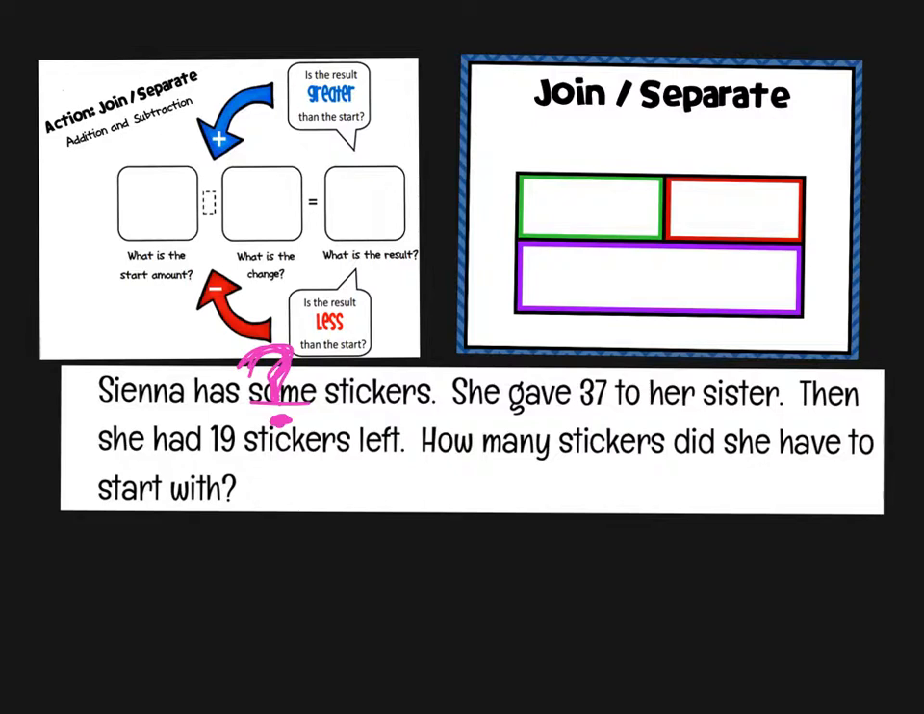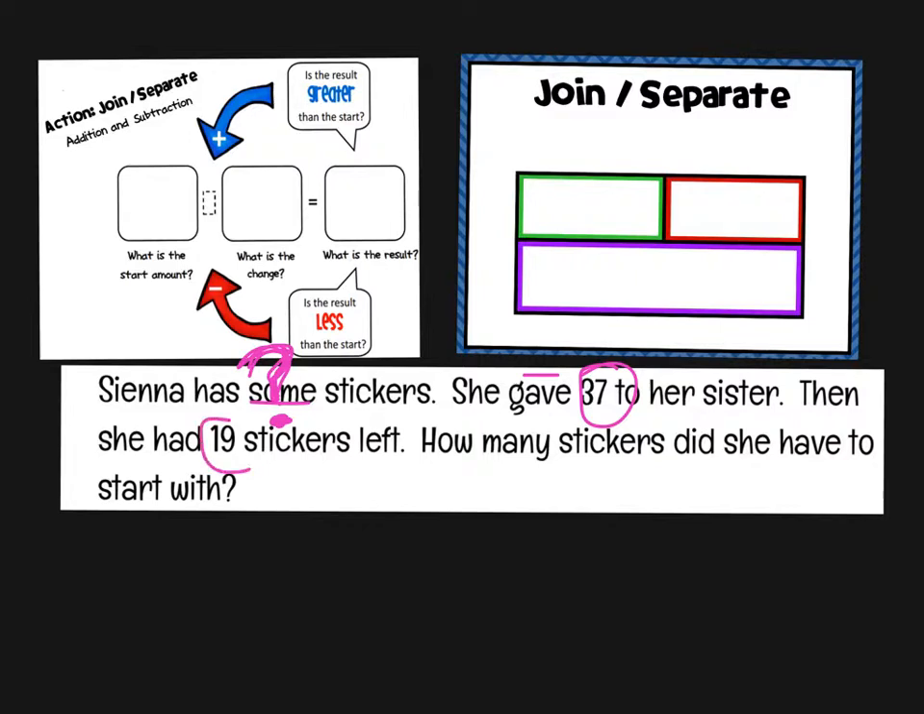She gave 37 to her sister. Okay, think about it. If she had stickers and she gave stickers to her sister, are we adding or subtracting? Absolutely, we're subtracting. So on top of that gave, put your subtraction sign. Okay, 37 to her sister. Then she had 19 stickers left. Okay, so think about your mind movie. She had some, she gave some to her sister, then she had 19 left.